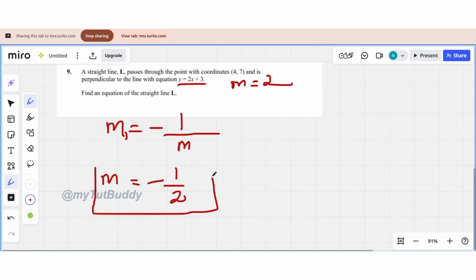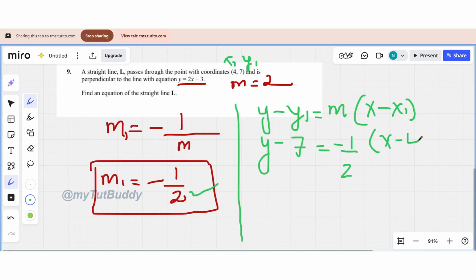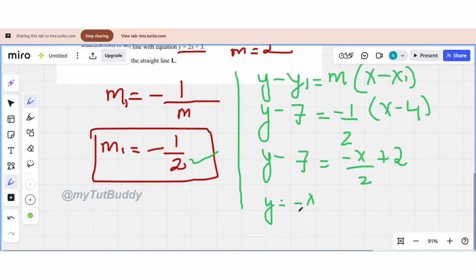Again, using the point slope form, y minus y1 equals m times x minus x1, we substitute x1 as 4 and y1 as 7. Now we open the brackets and simplify. Shifting minus 7 to the other side as plus 7, we get the final equation, y equals negative x over 2 plus 9.